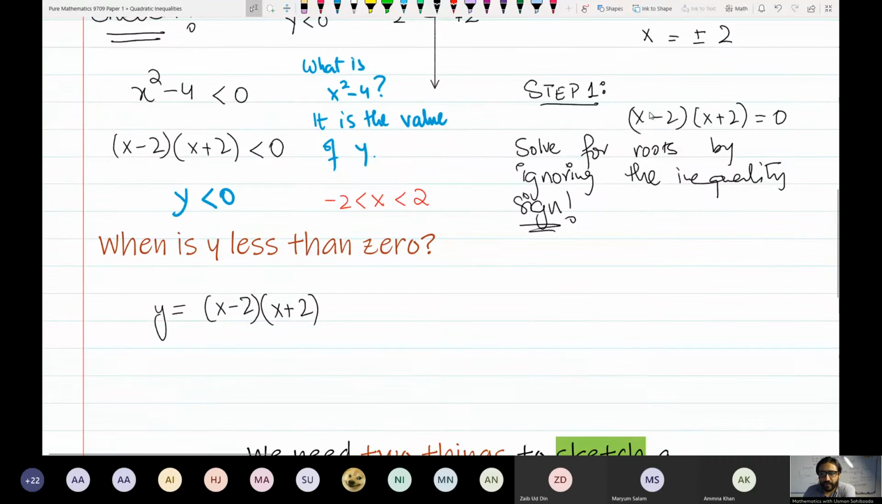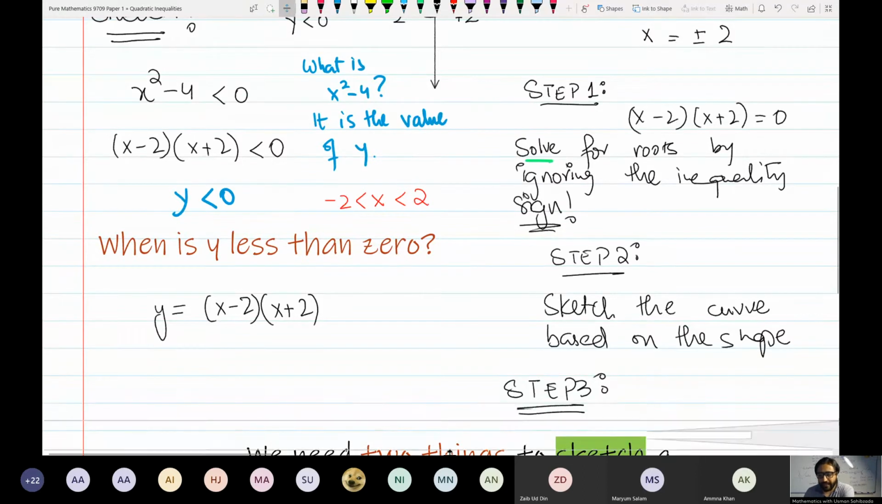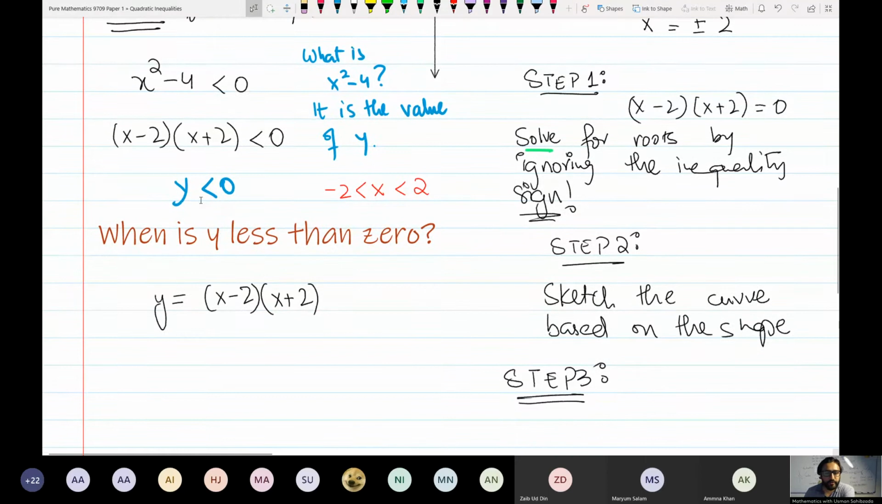Step 1 is to solve for the roots. Step 2 was to sketch the curve based on the shape, passing through the roots, of course. And what's step 3? You just visually solve the equation. How do you visually solve the equation? By looking at what you're solving for. You're solving for y less than 0.